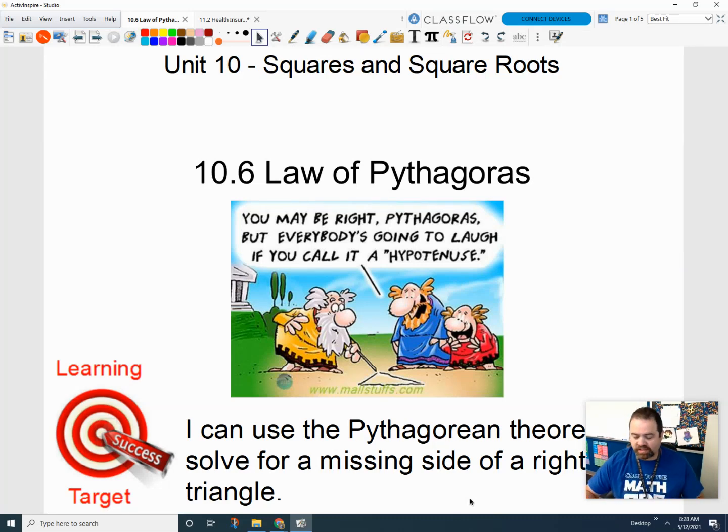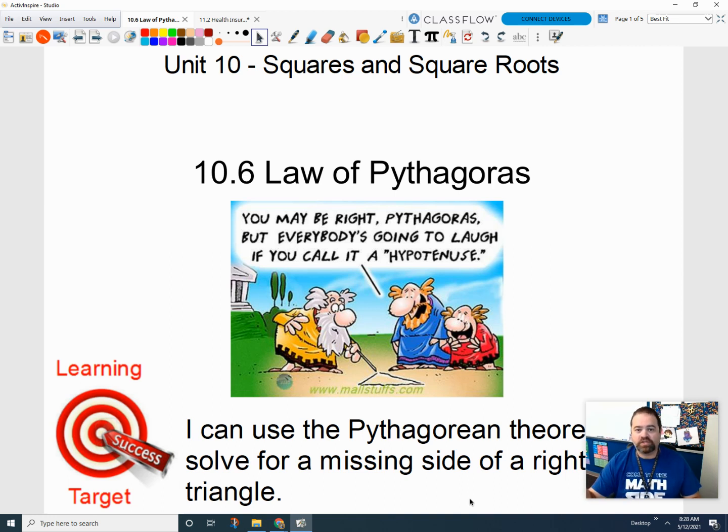I am sure at some point you've heard of the Pythagorean theorem. The reason I'm bringing this in is because it uses square roots and it uses equation solving skills. So it kind of fits perfectly with what we've been doing. The ultimate goal and purpose of the Pythagorean theorem is to find the missing side in a right triangle.